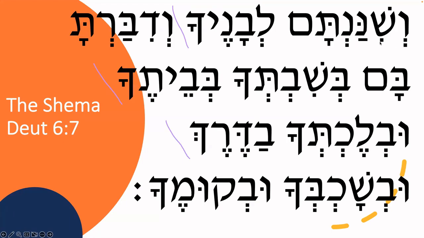Veshinantam. Oh, it's two ends. Yep. Veshinantam. Levanecha. Very nice. All right. Do you remember the shinan? Shanan means to recite. And you shall recite. What's the them? That's right. What's the them referring to? The words that we talked about. These words. You shall recite them.